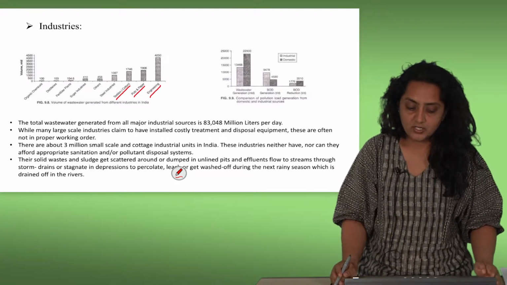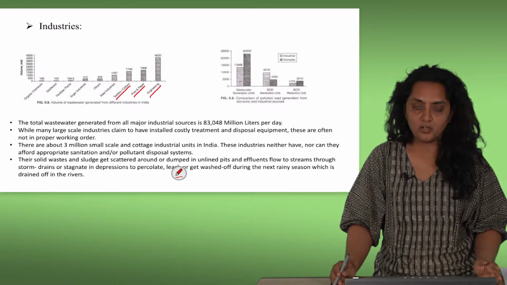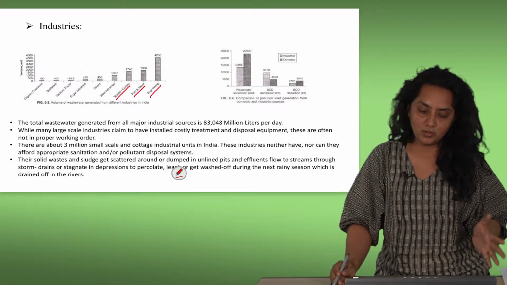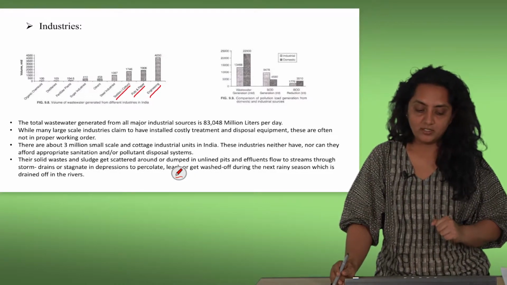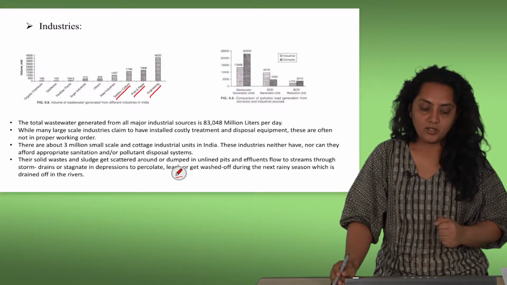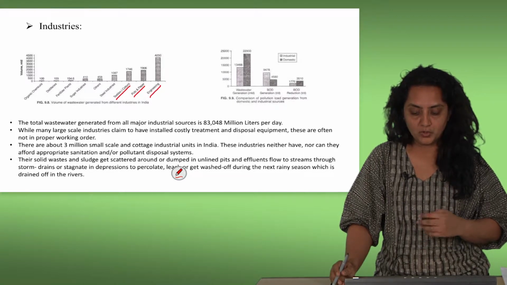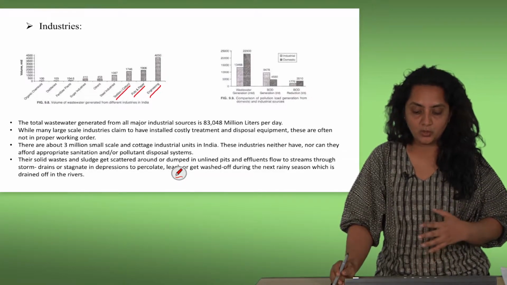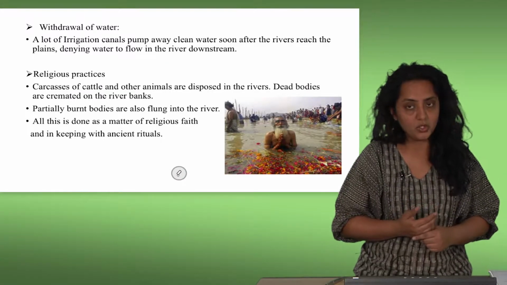While many large-scale industries claim to have installed costly treatment and disposal equipment, these are often not in proper working order. There are about 3 million small-scale and cottage industrial units in India. These industries neither have nor can they afford appropriate sanitation or pollutant disposal systems. Their solid waste and sludge get scattered around or dumped in unlined pits, and effluents flow to streams through storm drains or stagnate in depressions to percolate, leach or get washed off during the next rainy season, which is drained off in the rivers. Another reason is the withdrawal of water.